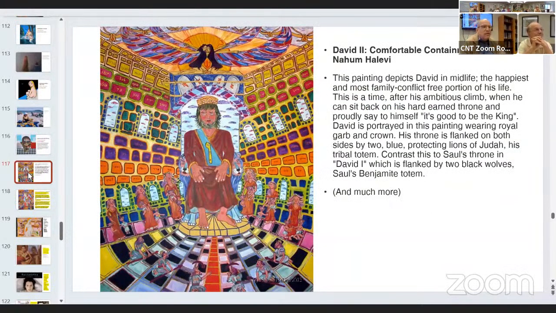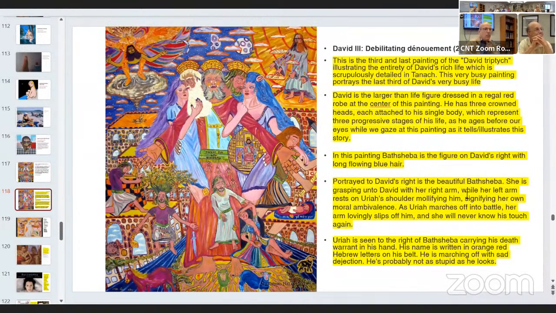Nachum Levi, I think my mother referred me to him, has a series of three huge paintings of David's life. This is the first, I didn't bring. This is the second, but here's the third one. Wow, with all these symbols. We have here King David, okay? And we have here Bathsheba, but she's holding the arm of David, but her other arm is comforting Uriah. You see that? And here's the baby who's about to die. Who's the other woman?